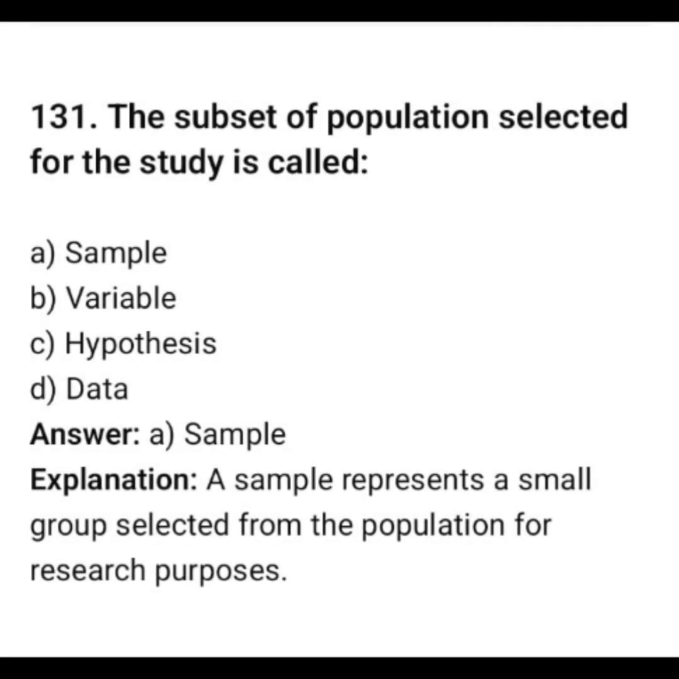A subset of a population selected for the study is sample, variable, hypothesis, data. The correct answer is option A, sample. A sample represents a small group selected from the population for research purposes.